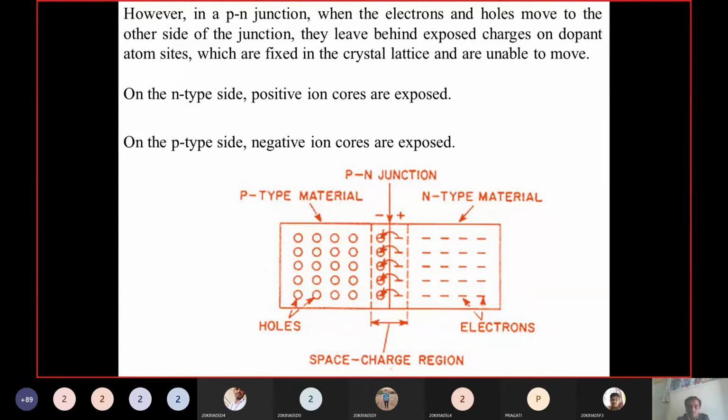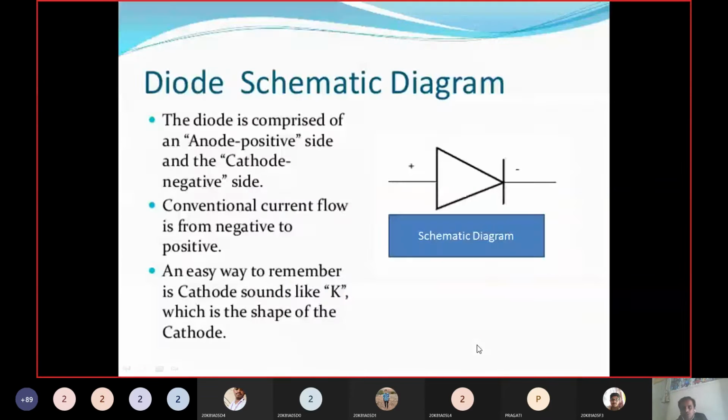Now, the schematic diagram of the PN junction diode. The positive region means the P type region, which we can represent like this, and the N type region we can represent like this. This P type region we call the anode, and the N region we simply call the cathode.